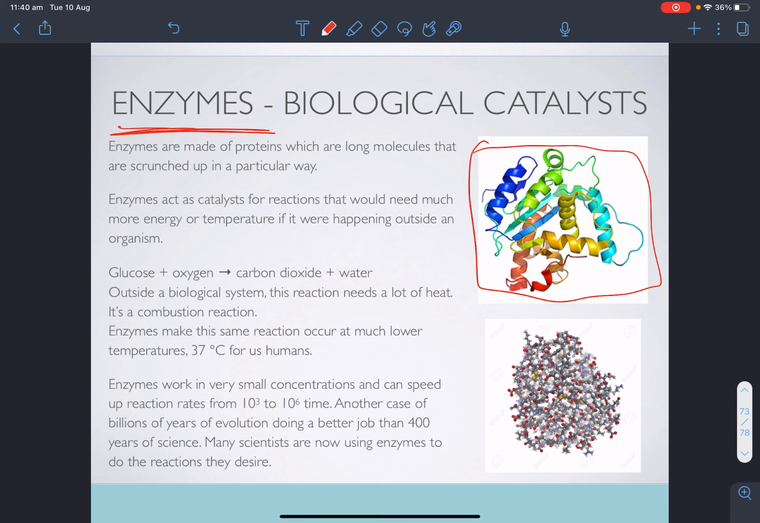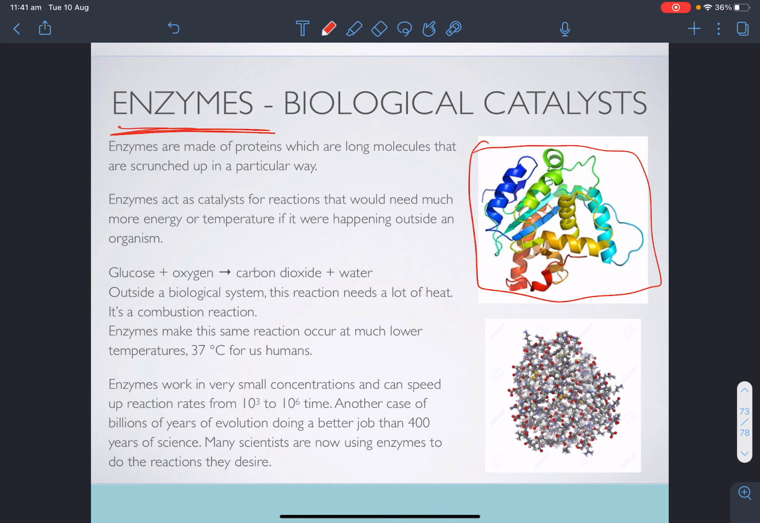Biologists use this type of diagram once molecules become so big, but they try to show shape. Shape is awfully important for biological molecules like proteins and enzymes and amino acids and stuff like that. Anyway, enzymes act as catalysts for a reaction that would need much more energy or temperature if it were happening outside of an organism.